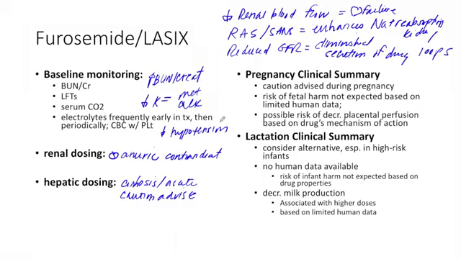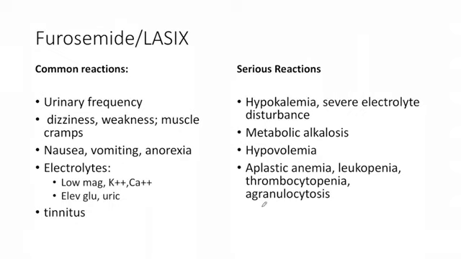In pregnancy, you can see there, caution advised, and consider lactation alternatives. You can see here that it actually does decrease milk production. Makes sense, right? Because you're dehydrating, you're diuresing. Common reactions are obviously urinary frequency, dizziness, weakness, muscle cramps related to dehydration, nausea, vomiting, anorexia. Electrolytes there: low magnesium, calcium, and potassium.